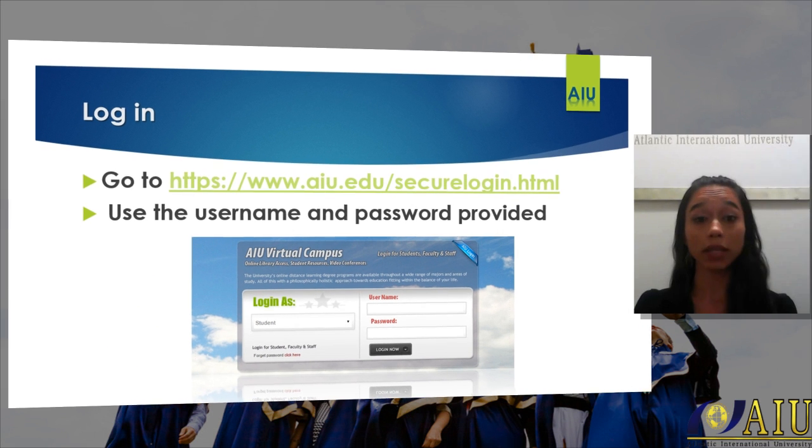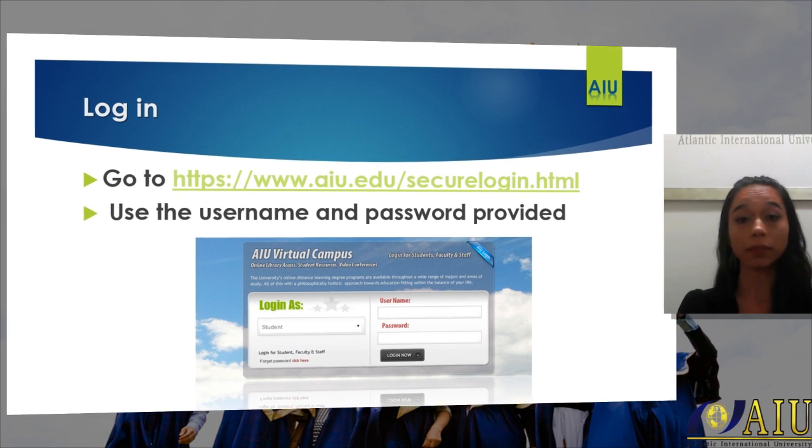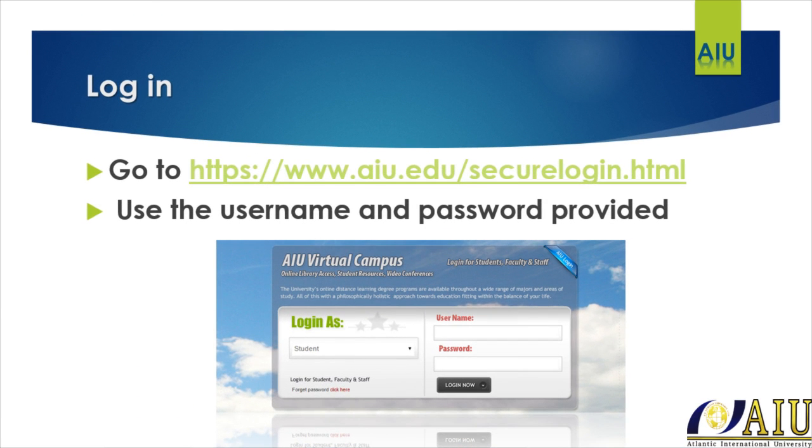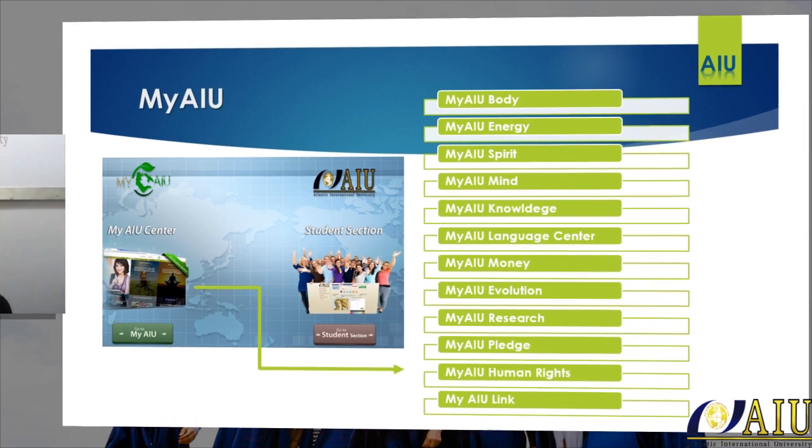So in order to log in, you have to visit this website, aiu.edu. Then you copy and paste the username and password, making sure that the information is the same as the one we provided in the email. Once you put the username and password, you just log in, and you will be able to see this screen with 2 options. You will be able to see My AIU and your student section.